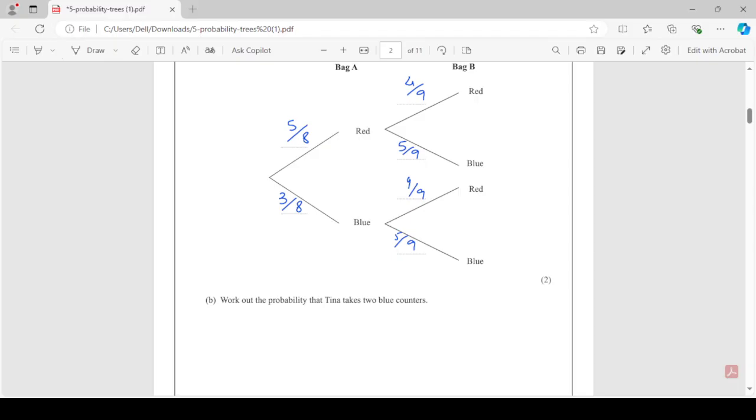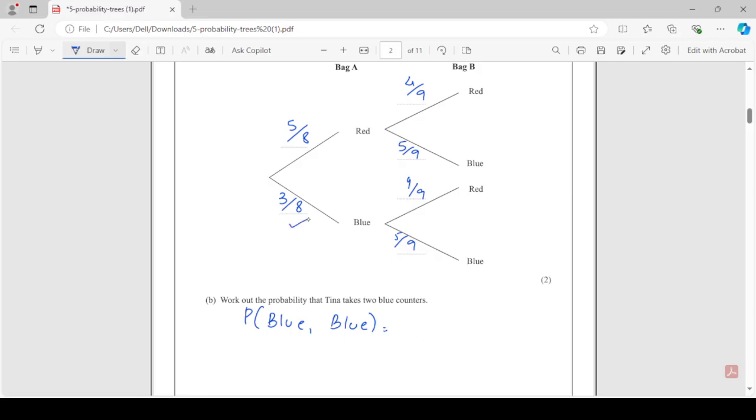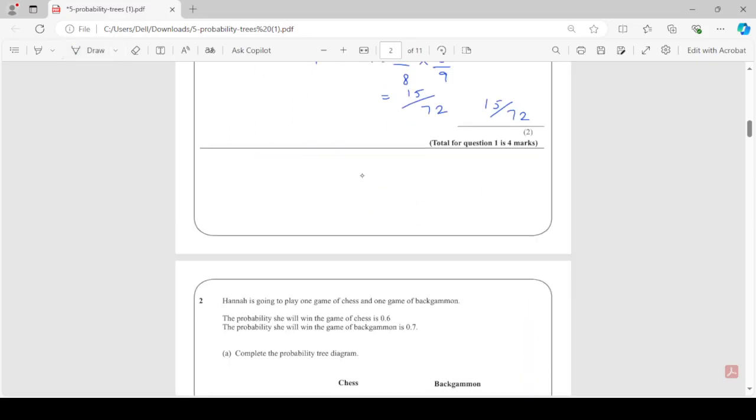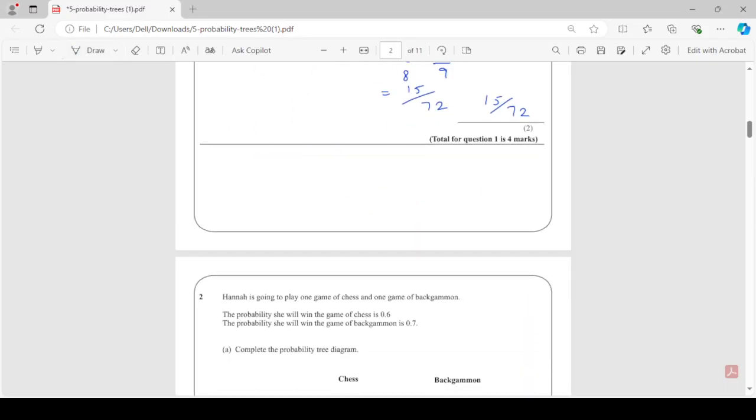Let's look at the question. Work out the probability that Tina takes 2 blue counters. Probability of blue and blue. She takes 1 blue counter is 3 over 8. She takes another blue counter is 5 over 9. 3 over 8 times 5 over 9. 5 times 3 is 15. 8 times 9 is 72. 15 over 72. You don't have to simplify this unless stated by the question.